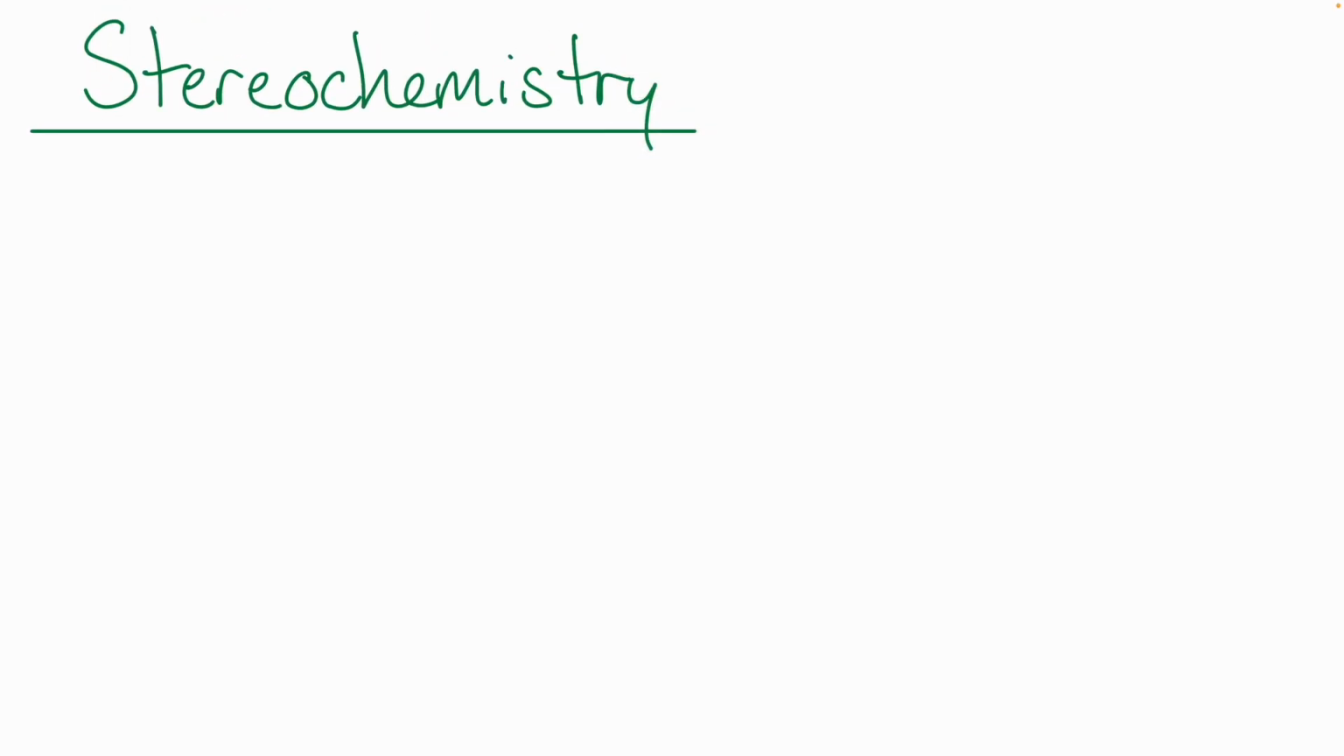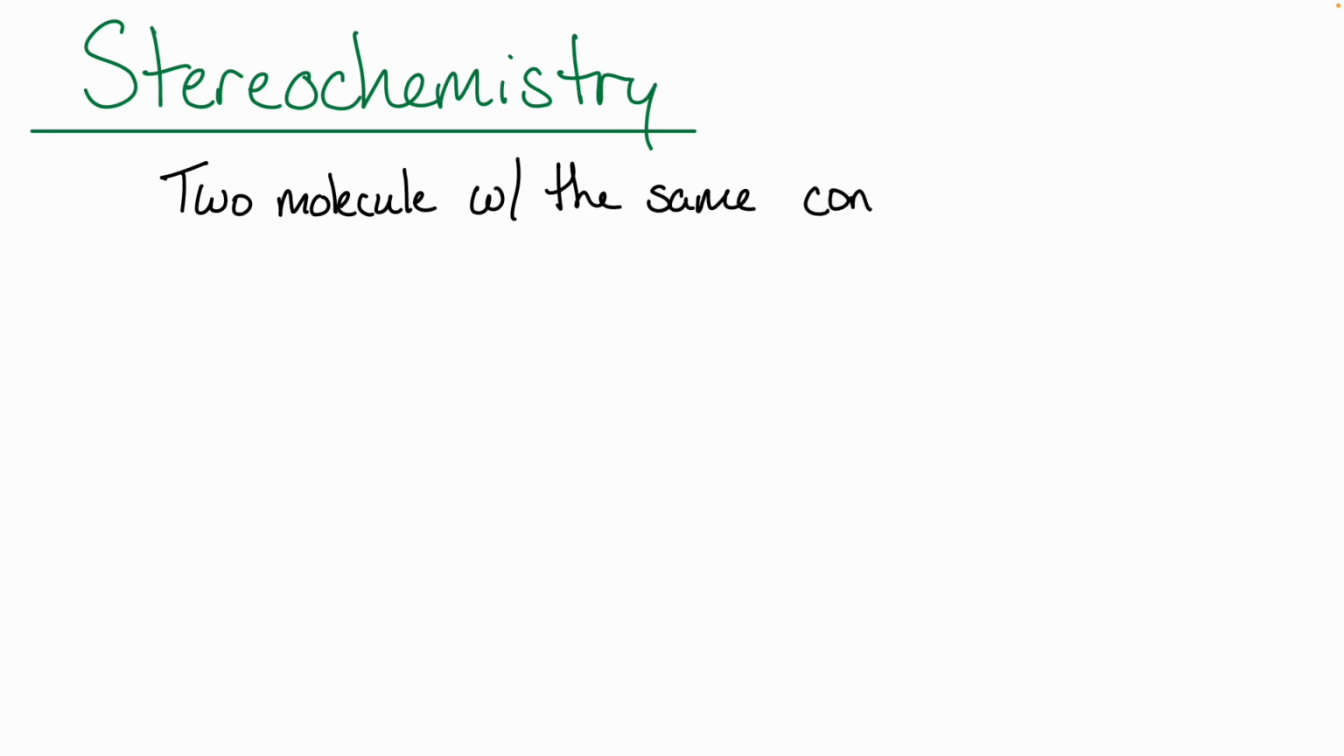All right. So stereochemistry. So stereochemistry arises anytime we have two molecules with the same what's called connectivity of atoms, but their bonds point in different directions.